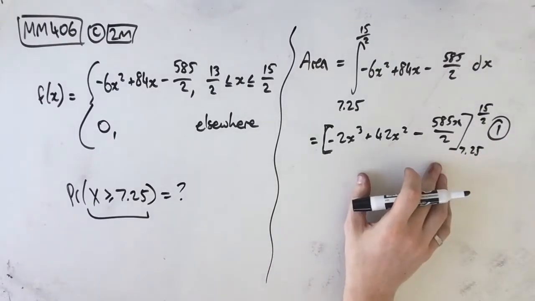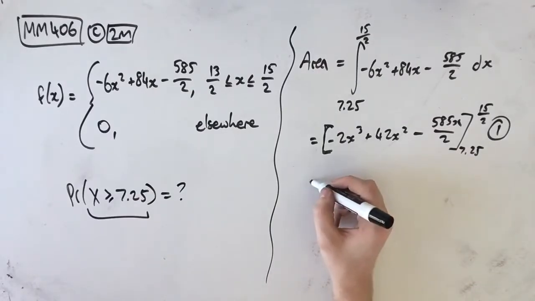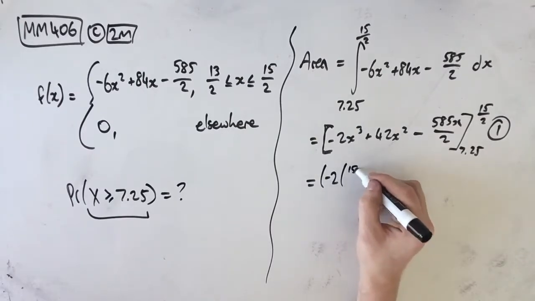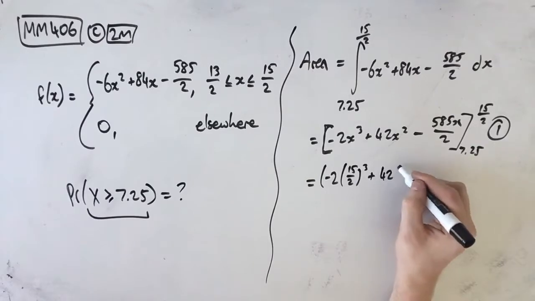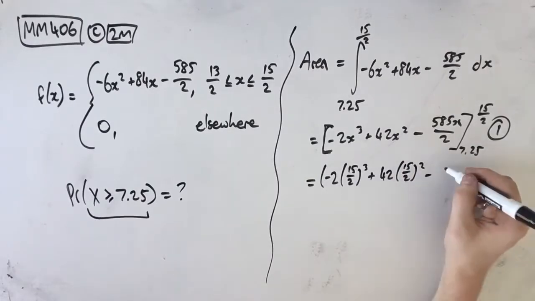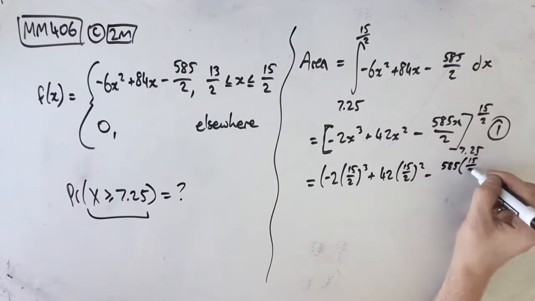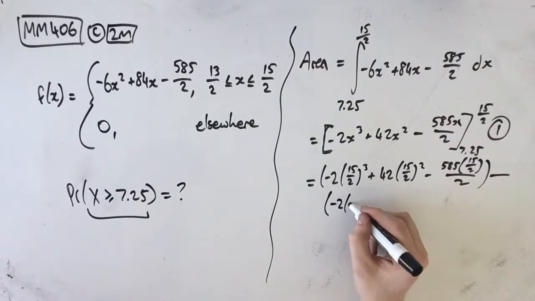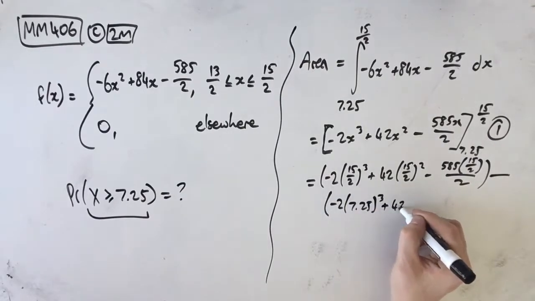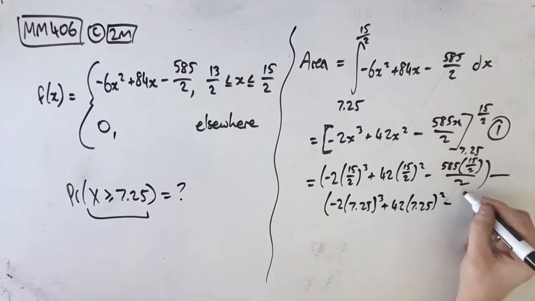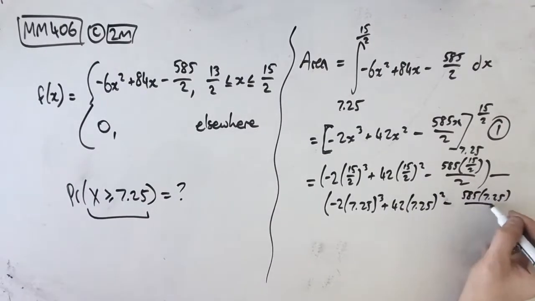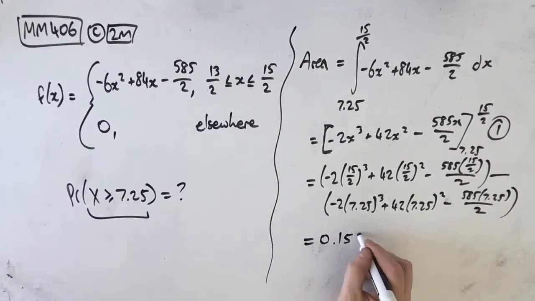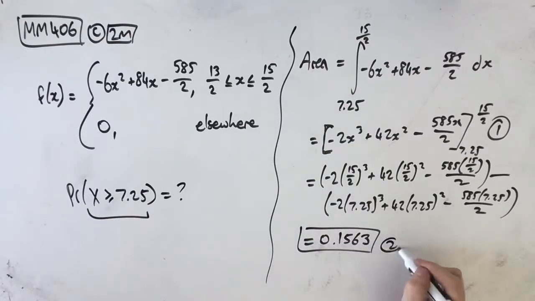Second mark comes from evaluating all this, and try and do as much working as you possibly can. So sub in all of this stuff. So we get negative 2 outside of 15 on 2 cubed plus 42 times 15 on 2 squared minus 585 times 15 on 2 over 2, minus everything with 7.25 in it. So 7.25 cubed plus 42 times 7.25 squared minus 585 times 7.25 over 2, which all equals 0.1563, which is our final answer and our second mark.